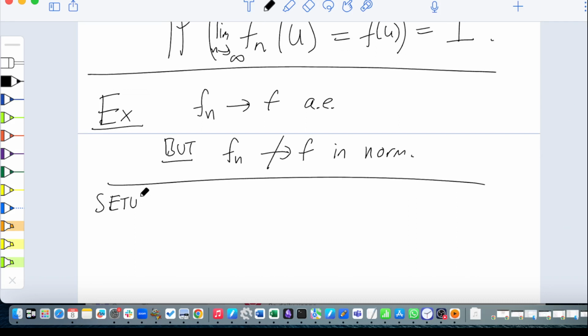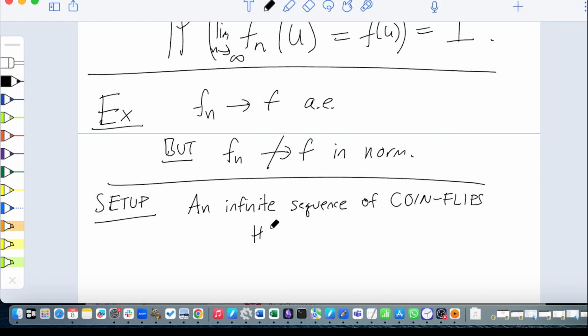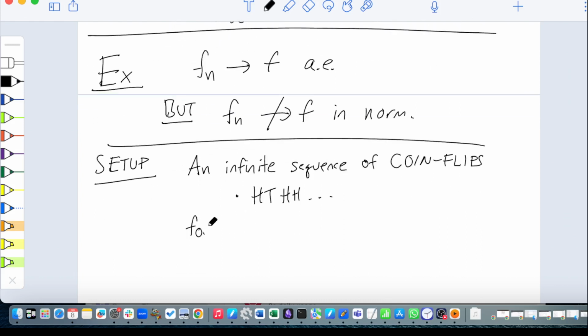And to do this, I'm going to set up a probability of having an infinite sequence of coin flips. So this is the only little setup we've got to do. Setup. I'm going to make an infinite sequence of coin flips. So an infinite sequence, like heads, tails, heads, dot, dot, dot, and it goes on forever. And I'm going to do this for every possible x in [0, 1].